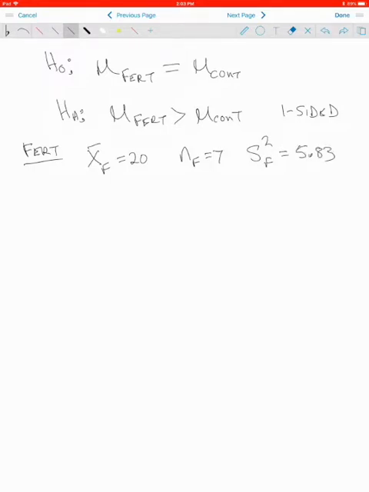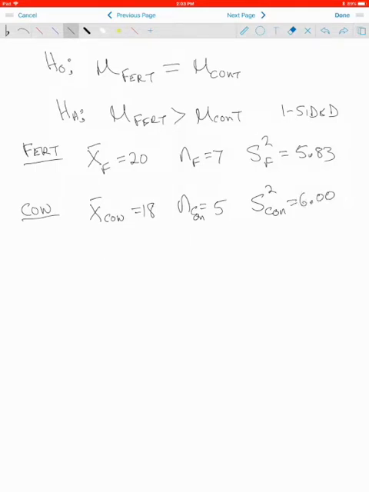5.83. For the control group, an independent sample was obtained. Those plants were not given fertilizer. Their mean leaf size was 18. The number of control plants was 5, so there were unequal sample sizes. You can still conduct the test. It's just not the most powerful approach to take. It's better to have equal sample sizes. And the variance of the control group was, what was it? It was 6.